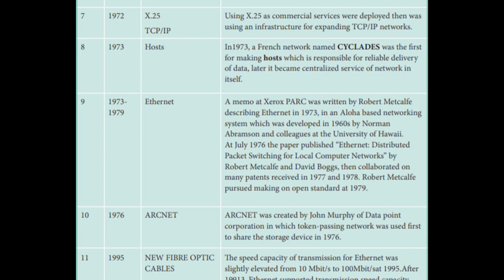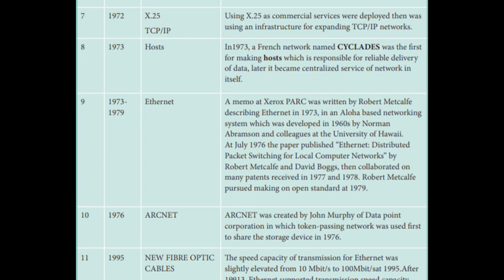The paper's title was Ethernet: Distributed Packet Switching for Local Computer Networks, by whom? Already I have said the name, Robert Metcalfe and David Boggs. Okay, along with David Boggs, this Robert Metcalfe published the paper Ethernet: Distributed Packet Switching for Local Computer Networks. Okay, then collaborated on many patents received in 1977 and 1978. This Robert Metcalfe pursued making an open standard in the year 1979.